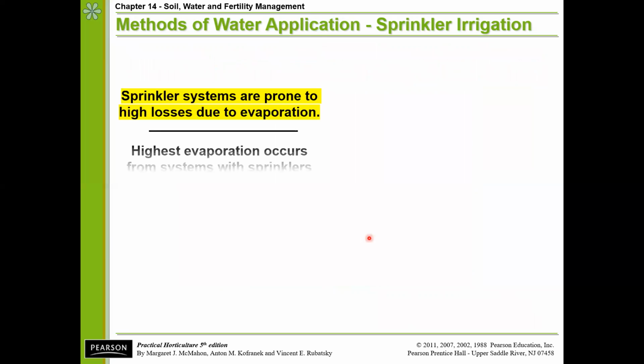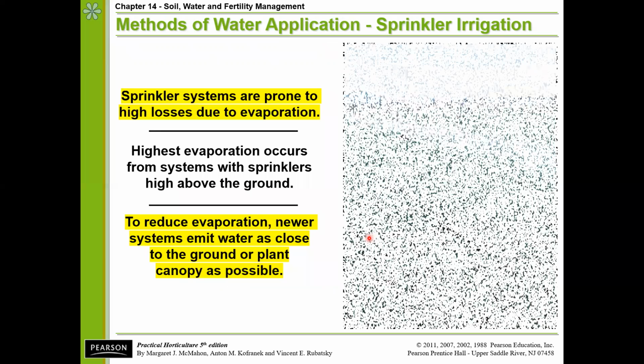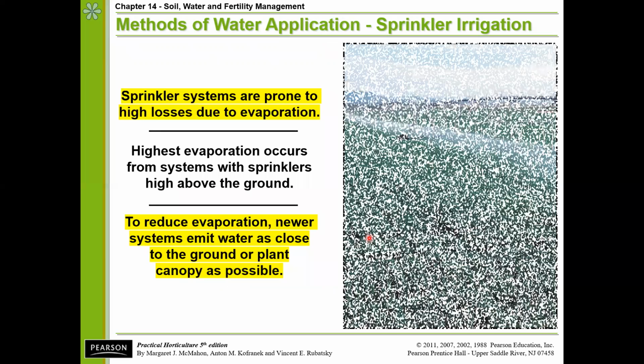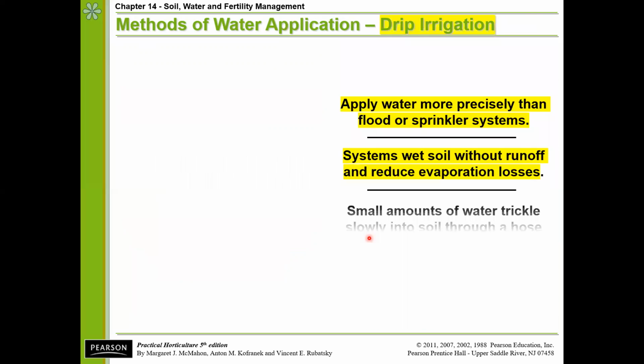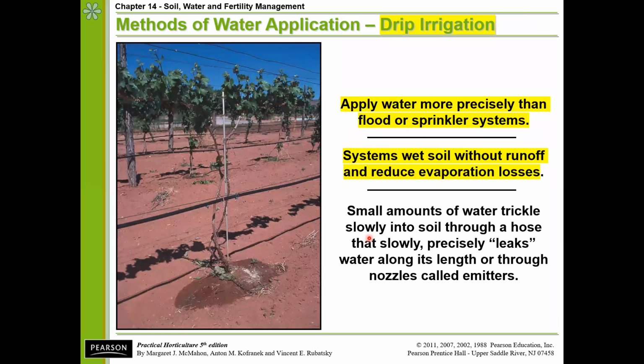As I mentioned before, sprinkler systems are prone to loss of water due to evaporation. They've kind of gotten that better by engineering systems where it's getting closer to the plant or closer to the soil, so that it's preventing some of that loss. We mentioned before that drip irrigation is, in terms of water use, the most efficient and the most precise form. However, of course, drip irrigation systems also have their issues too.